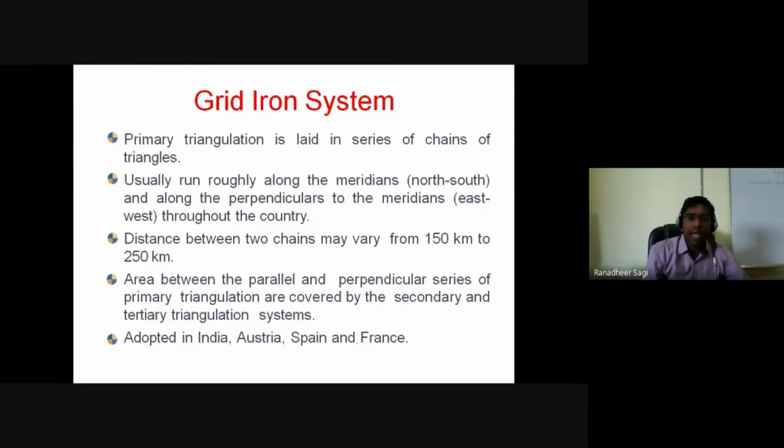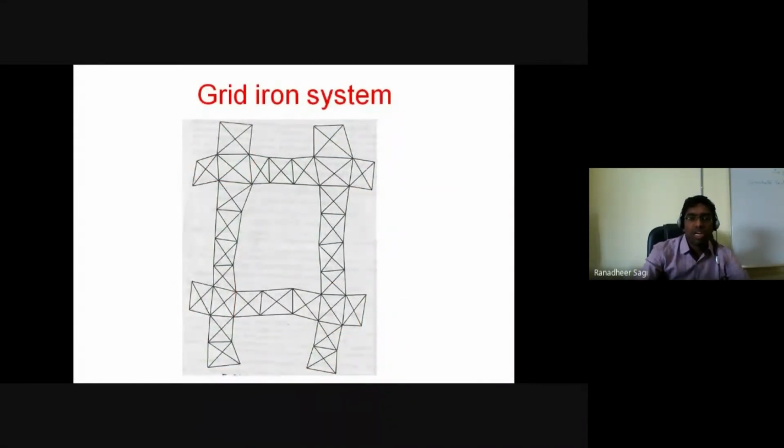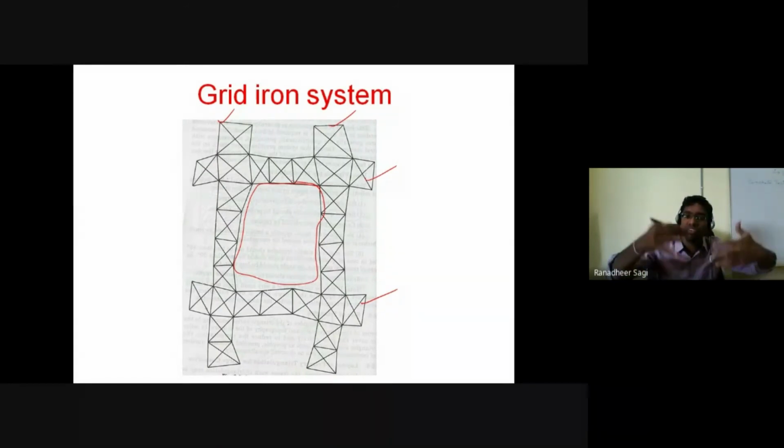The area between the parallel and perpendicular series of primary triangulation is covered by secondary and tertiary triangulation systems. Whatever area you have between one chain of triangulation system and another chain of triangulation system, which are parallel here, and these two triangulation systems are perpendicular, the area formed between them, let's say this area, how are we going to build the network in this area? By the secondary triangulation network, and subsequently, in between the secondary triangulation network region, you are going to further build the area by the tertiary triangulation network.